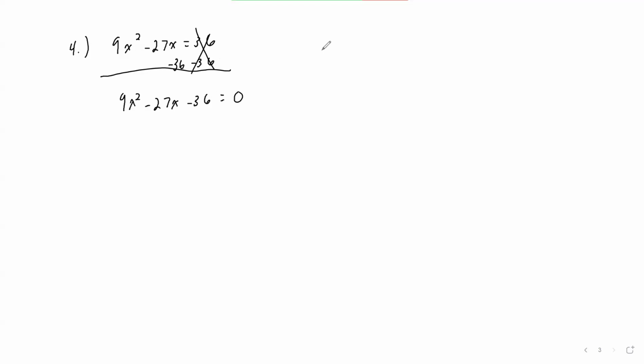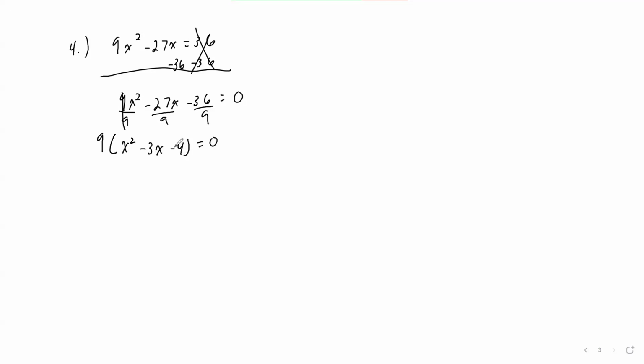Now remember, we have to pull a greatest common factor out if there is one. In this case, I look at my 9, ask myself, does it go into 27? It does. Does it go into 36? It does. So I'm going to factor out a 9. And then that means I'm going to divide all of them by 9. This term does not have an x, so an x is not in common. So that just gives me x squared. 27 divided by 9 is 3. 36 divided by 9 is 4.